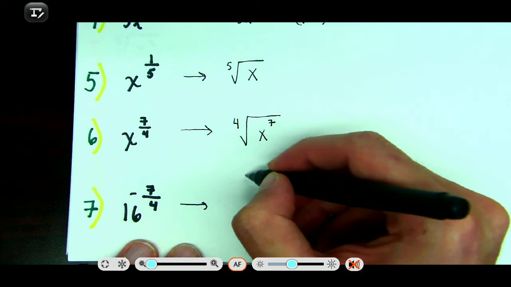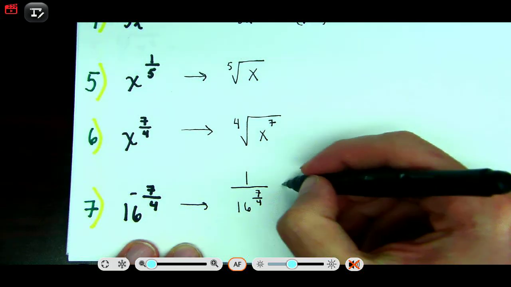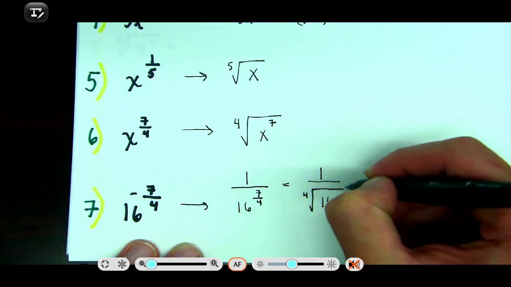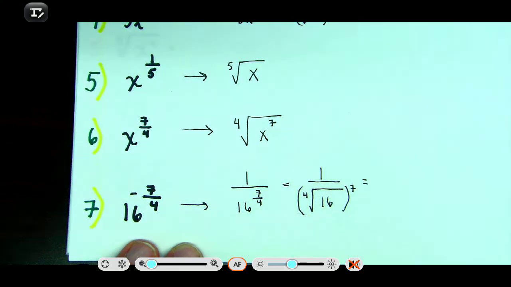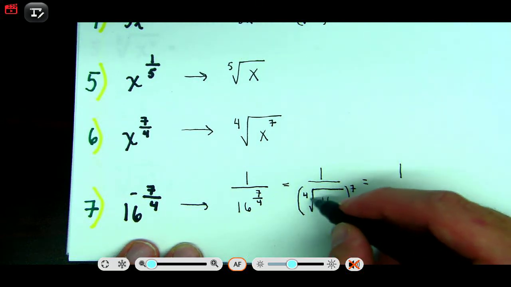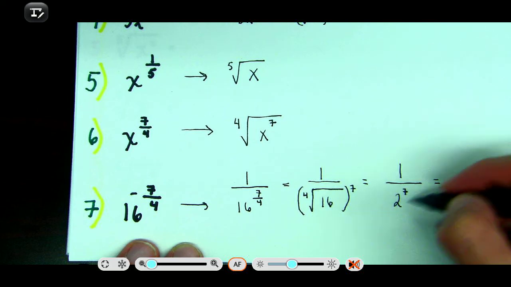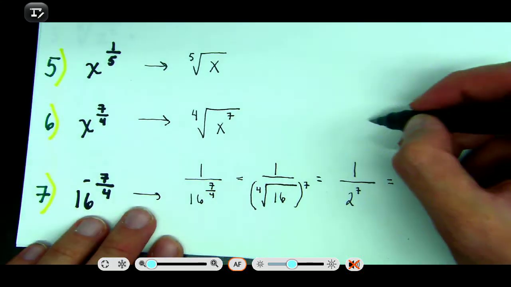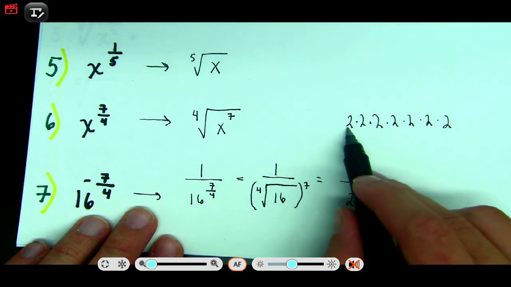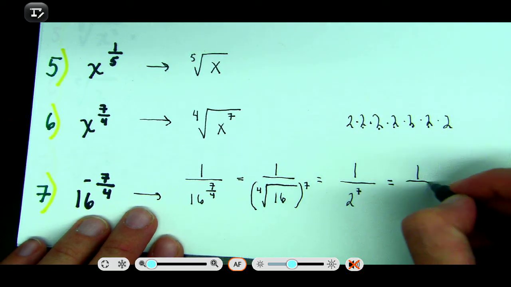Well, this is 1 over 16 to the 7 over 4. You see how I'm taking my time? Then this is 1 over the fourth root of 16, to the whole thing to the 7th power. Now, what is the fourth root of 16? This should be 2. Because what number times itself 4 times gives me 16? It's 2. So then this is 1 over 2 to the 7th. And what is 2 to the 7th? What is 2 times 2 times 2 times 2 times 2 times 2 times 2? This is 2 times 2, 4, 8, 16, 32, 64, 128. So this is 1 over 128.